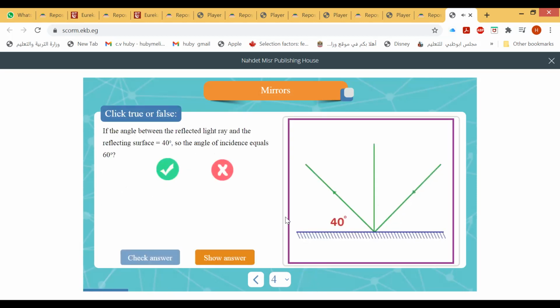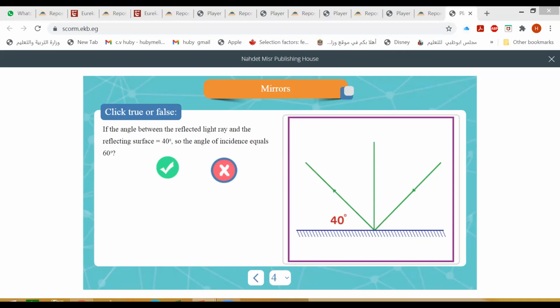If the angle between the reflected light ray and the reflecting surface equals 40, the angle of incidence will equal 60 degrees. What do you think? Here this is 40, so 90 minus 40 equals 50. So the angle of incidence is 50. Does it equal 60 or 50? So this is wrong.